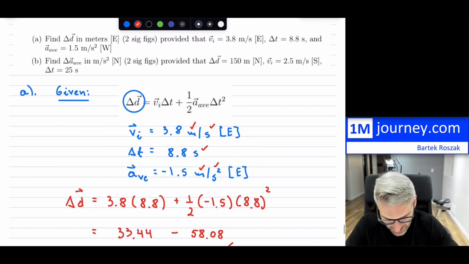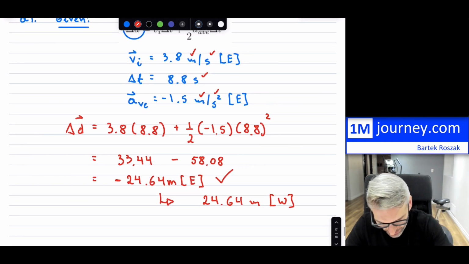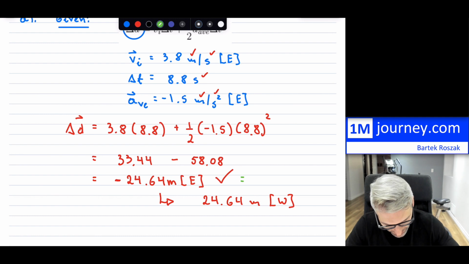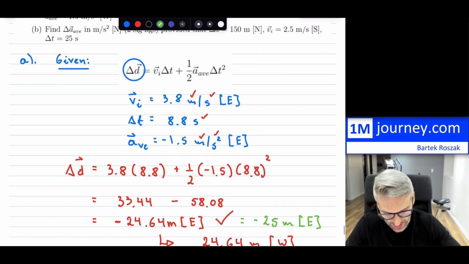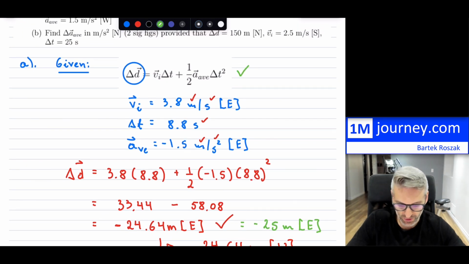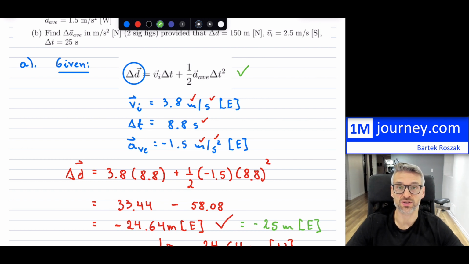Now be careful with the sig figs. They said 2 sig figs. So if you're going to be rounding this off, this is going to be negative 25 meters east. And that would be your answer. And it's just a test if you can take the given pieces of information, ensure that the directions are the same, and then substitute them back in.